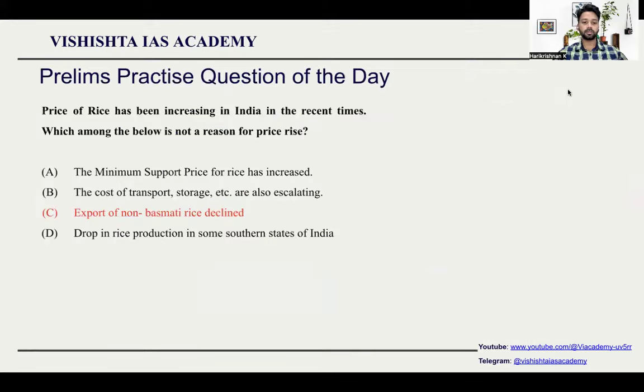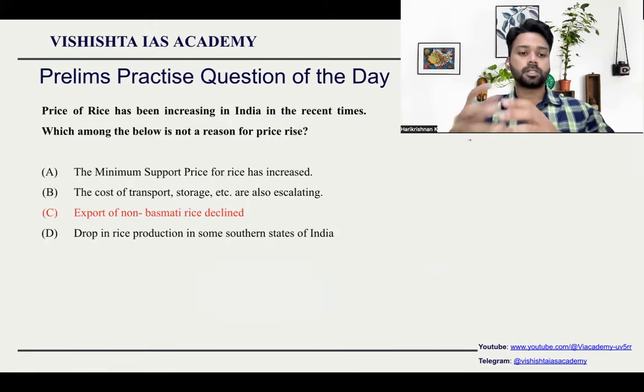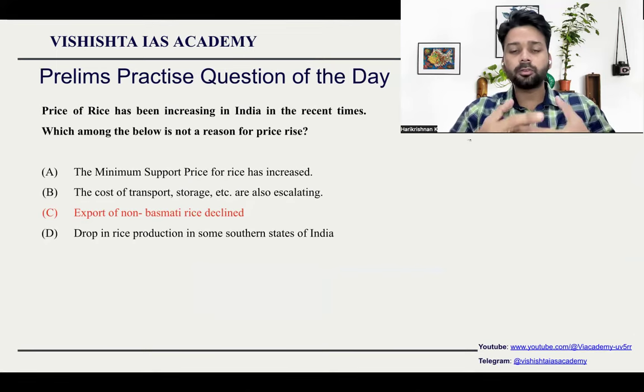Let us begin with the prelims question of the day. Today we have a very nice question from which you can learn a lot. Look at this question. Price of rice has been increasing in India in the recent times. So this kind of questions you get in economy. Price of rice has been increasing and which among the below is not a reason.